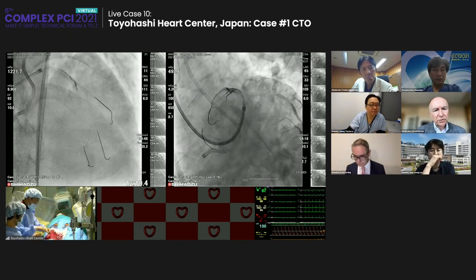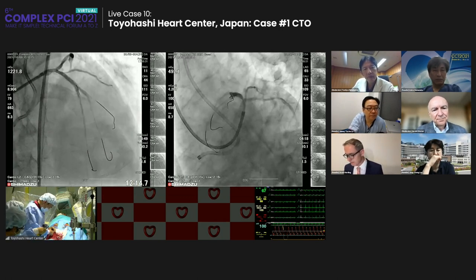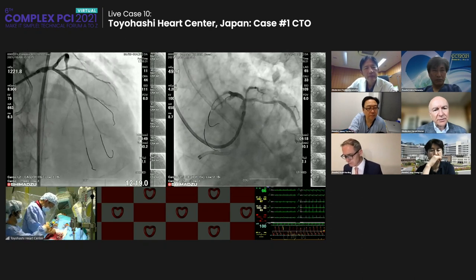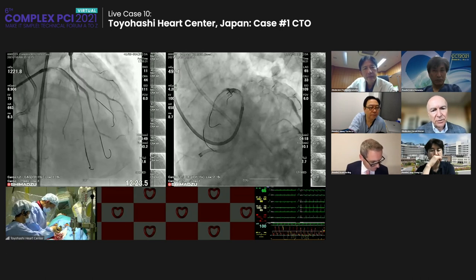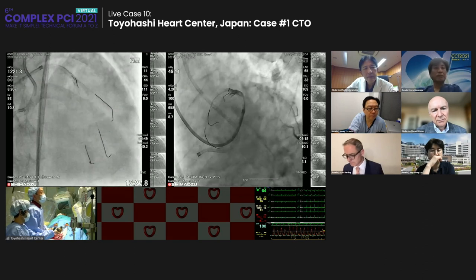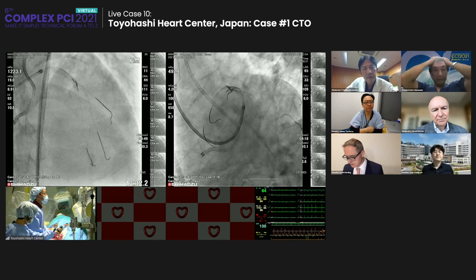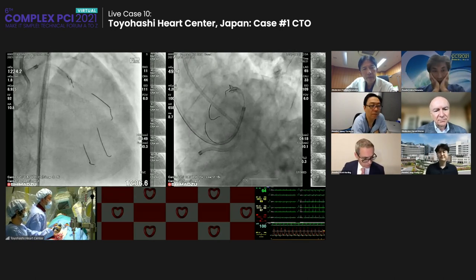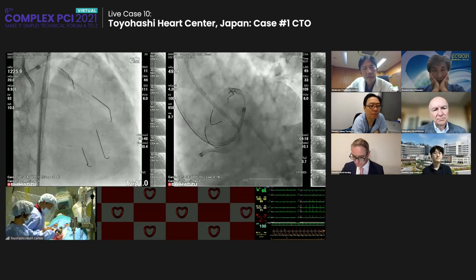So I think we saw you do the rewiring. Yes. Are you considering also rewiring the diagonal branch that is now occluded? The second diagonal distal bifurcation, you mean? Yes. After final kissing inflation for the proximal bifurcation, if possible, I will try to select the distal diagonal branch.